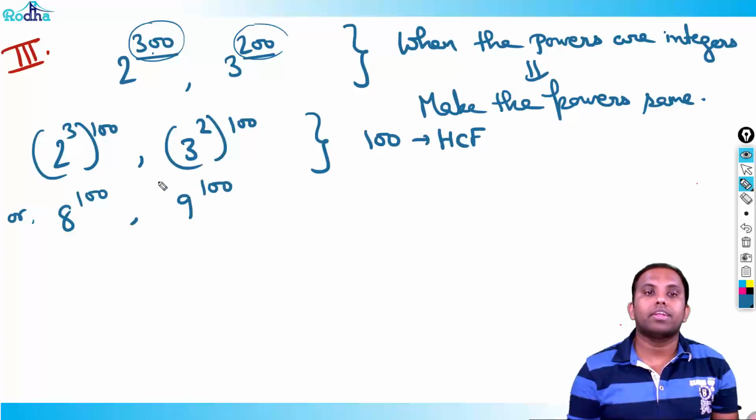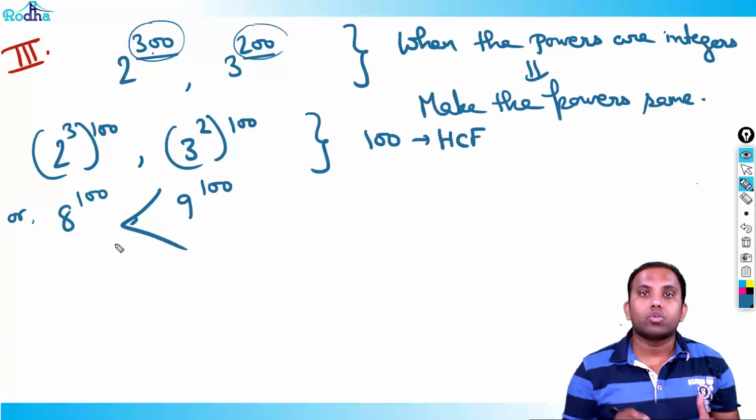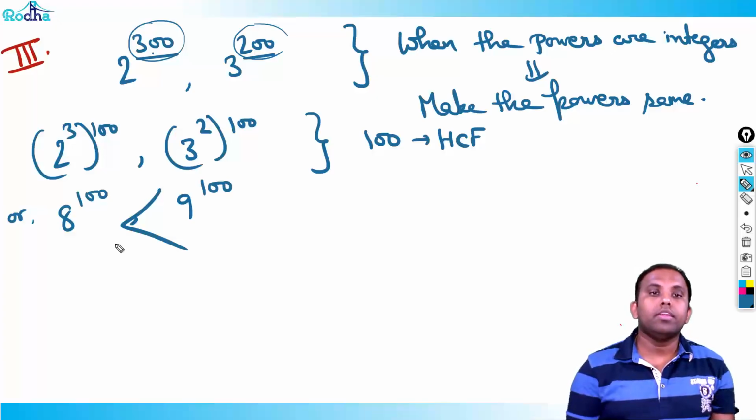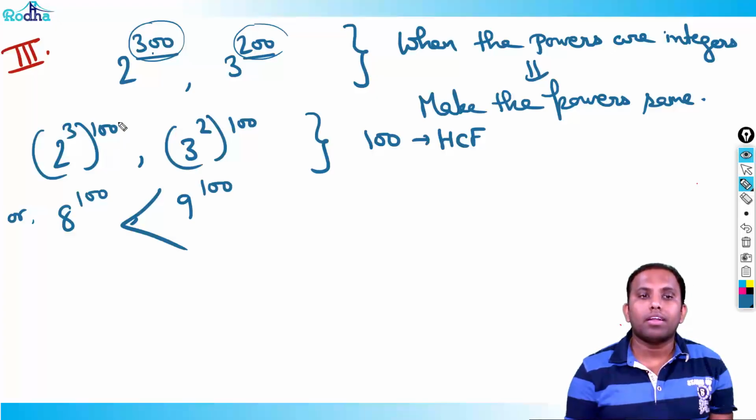Now it is quite easier. Which is greater? Obviously 9 raised to 100 is greater. So what is the logic here? Make the power same. That means this 100 has got no role here. I can simply write it like 8 is less than 9. So 100 has got no role here.